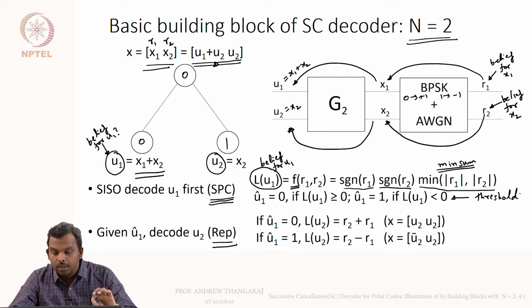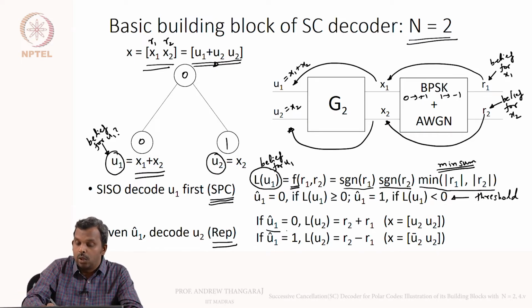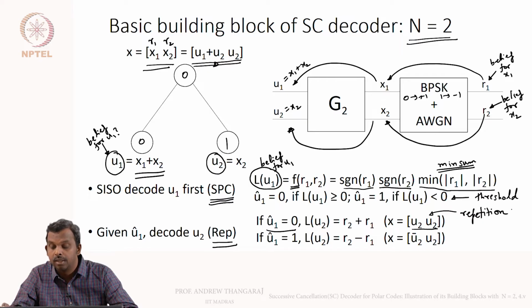Once you know u1 hat, notice what happens. If u1 hat is 0, your x is u2. This is actually repetition. Think about it. If your u1 hat is 0, then your x simply became repetition. So what is the meaning of repetition? What you sent was actually u2.